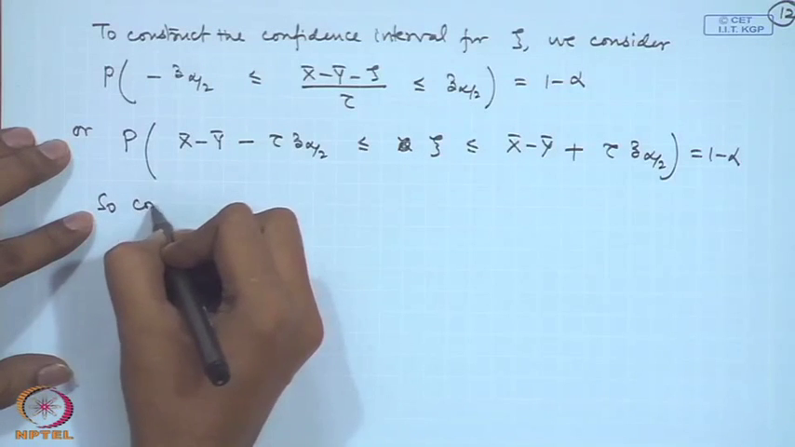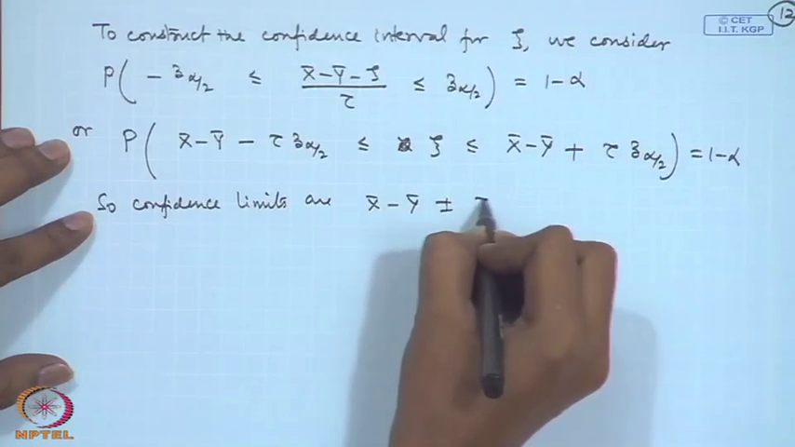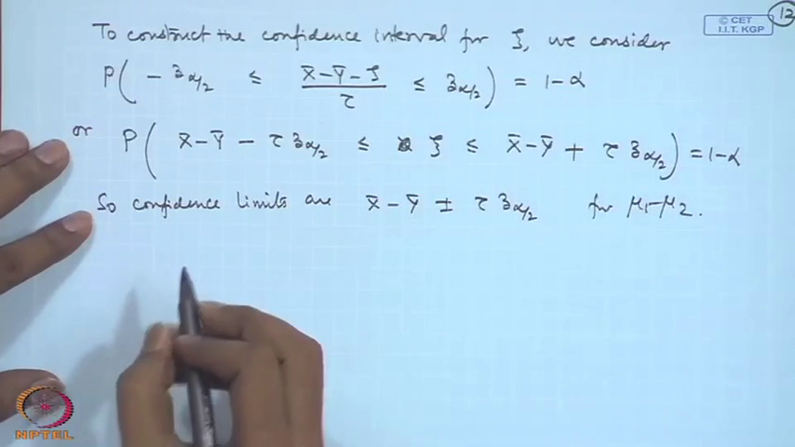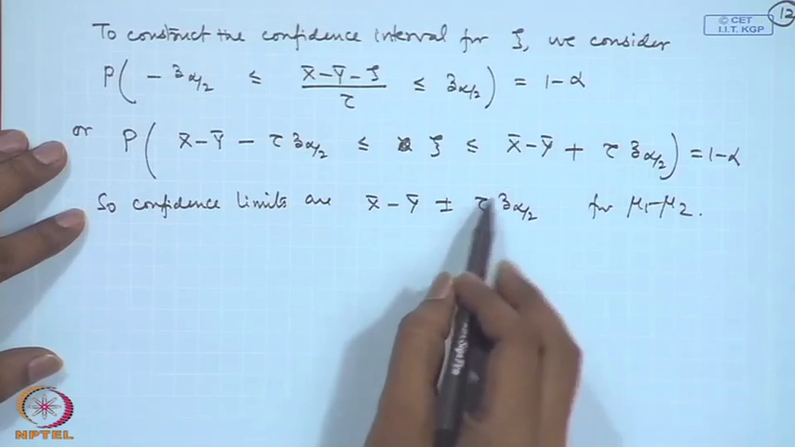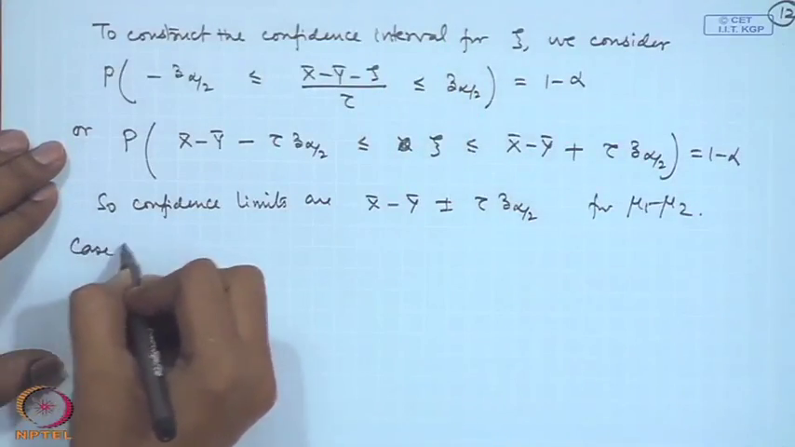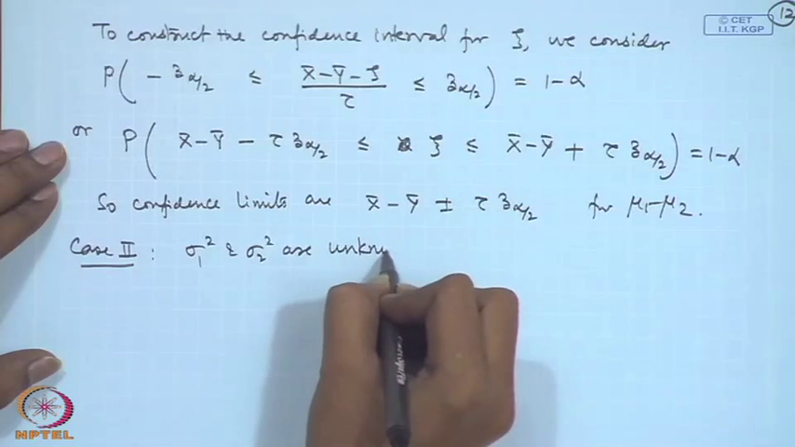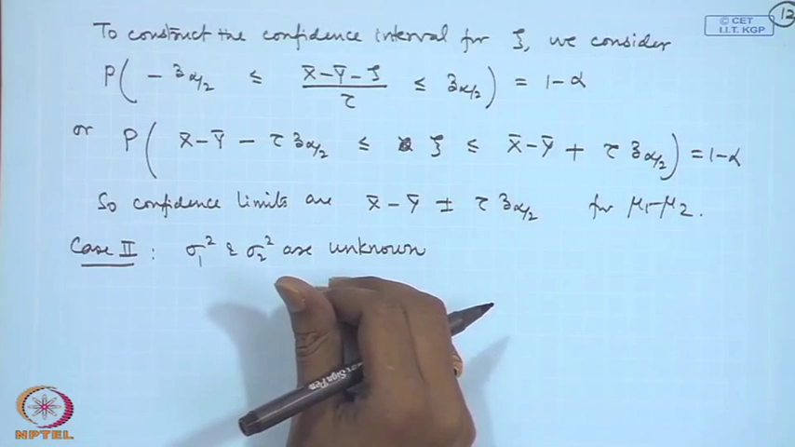So, confidence limits are x bar minus y bar plus minus tau z alpha by 2 for mu 1 minus mu 2. Naturally, when sigma 1 square, sigma 2 square are not known, then I cannot make use of this tau here, because tau is involving sigma 1 square and sigma 2 square. So, let us consider the case when sigma 1 square and sigma 2 square are unknown. But here again there are two possibilities: they may be unknown but equal, or they may be totally unequal. So, we can consider these two cases separately.